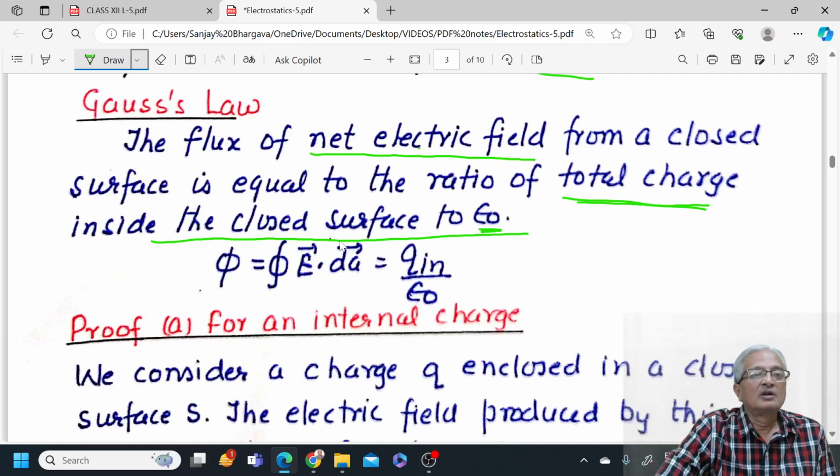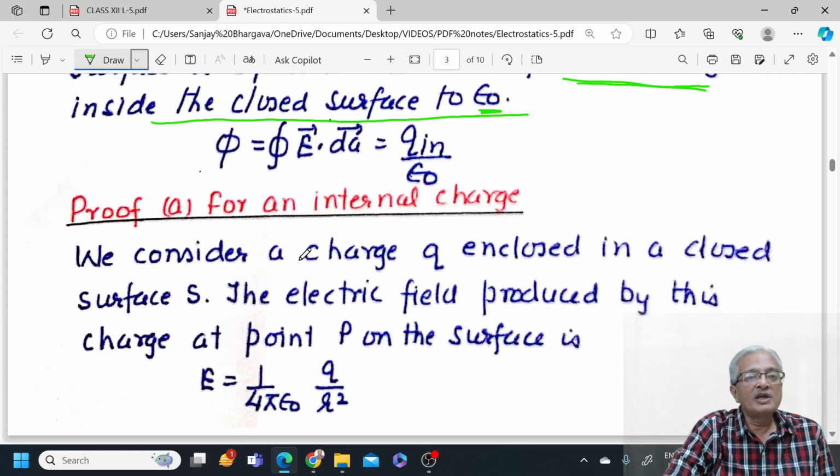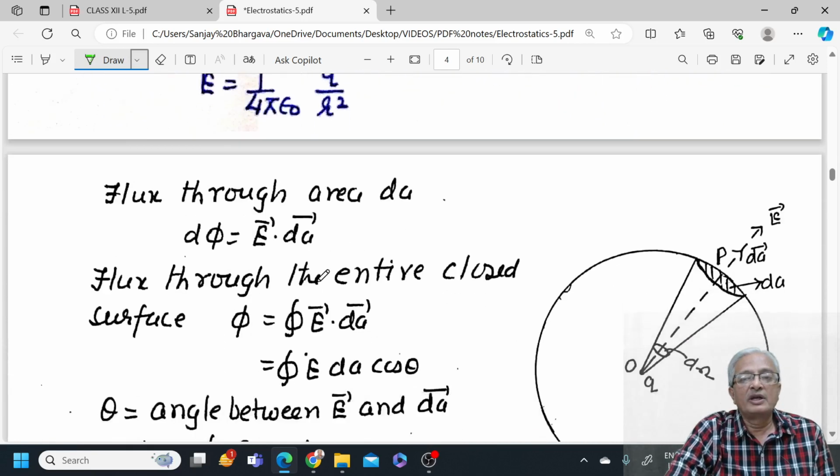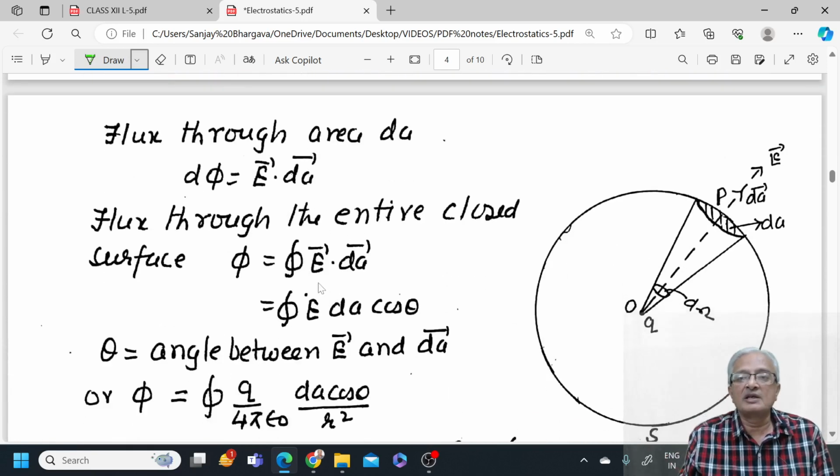Now we can always prove Gauss law for an internal charge. So let us imagine a closed surface here. This is the spherical closed surface S. Here we choose a small area here. The direction of the normal is like this. We have a charge Q here, which would generate an electric field, and the electric field would be radially outwards. So we have this as the direction of electric field.